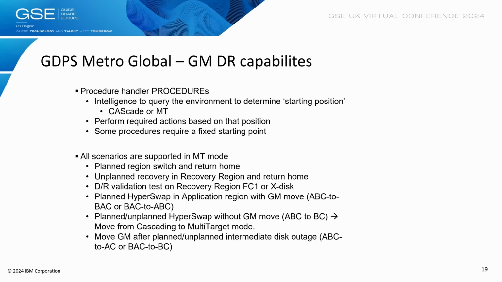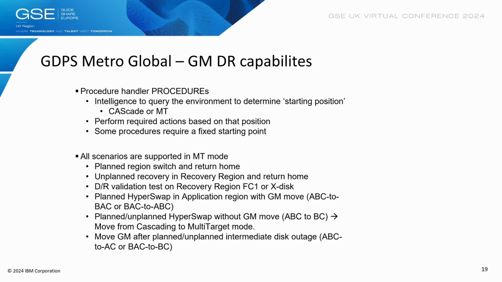And among other things, to do that, you can use something that is called the procedure handler. So this is something that is relevant to GDPS Metro Global Solution only. You have procedure script statements that you can use to automate the region switch and all the operations that it implies. And GDPS has intelligence to be able to know from which position it starts, to know what actual operation needs to be done, for instance, on the replication management and so on.